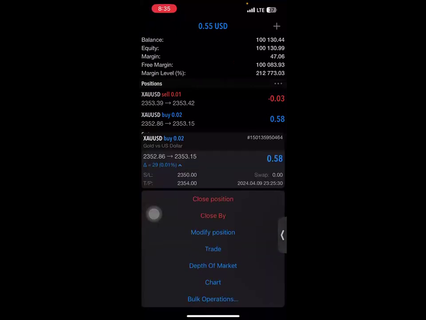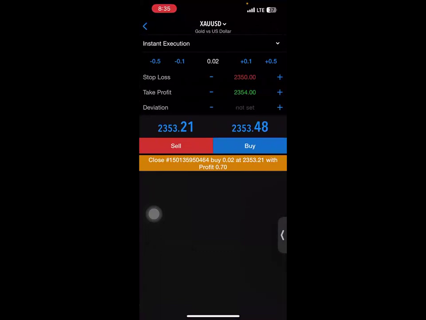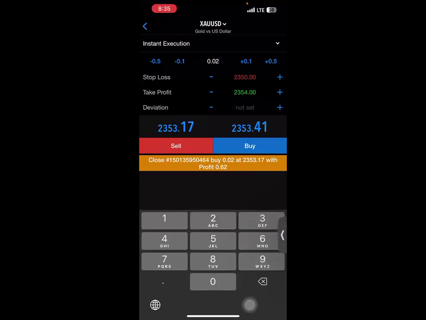Okay, you're choosing close position. Click close position. All right, so now you're going to be changing the 0.02 to 0.01 because you want to take partials. You're currently in a profit of 0.62, that's 62 cents. So now you want to take 31 cents for yourself and then keep 31 running. All right. So change the 0.02 to 0.01.